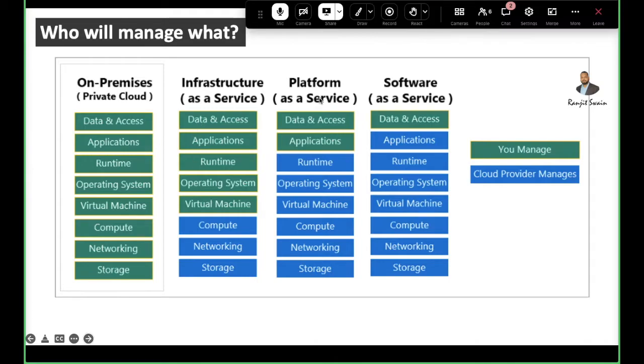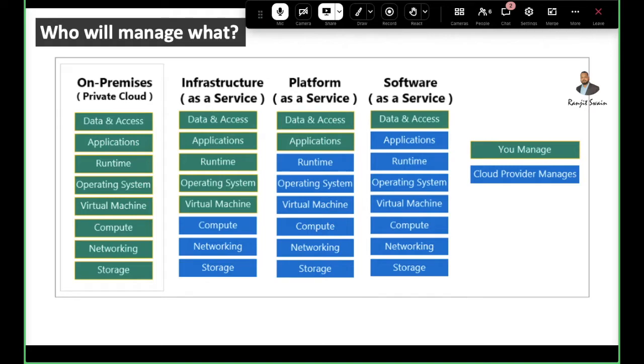For platform as a service, only the application and data access are yours. The rest they are providing: storage, networking, compute, virtual machine, operating system, runtime, everything managed by the cloud service provider. You don't have to worry about that. You focus on building the application and data access. The next one is software as a service, where they provide everything and you manage only the data and access. Whatever data is generated and whatever access you need, you have to manage it, because the software is already provided to you, like Gmail, a mailing application. The access part is under your control, and the data is also under your control.